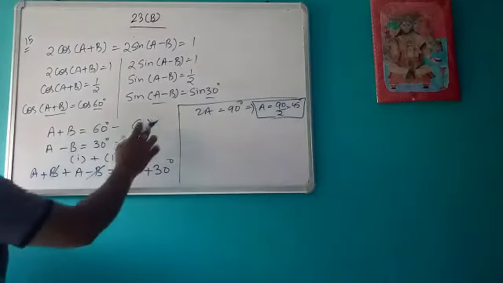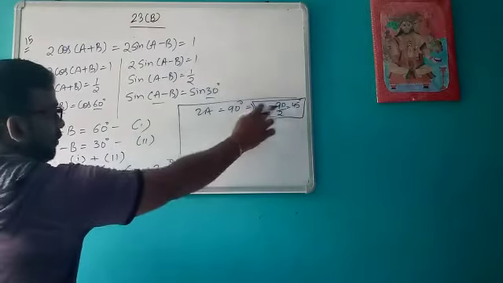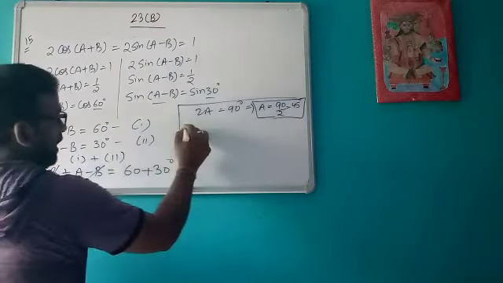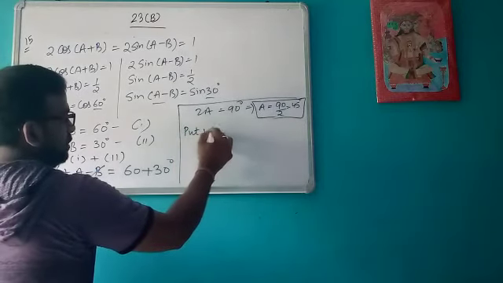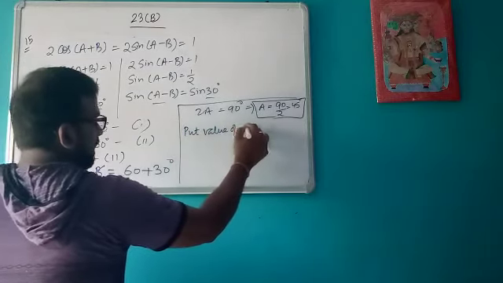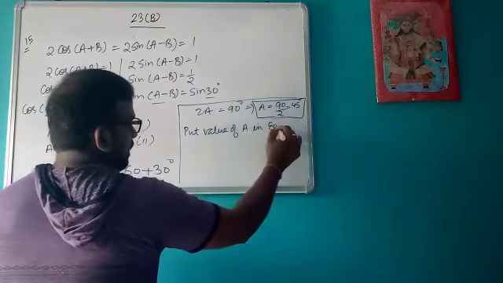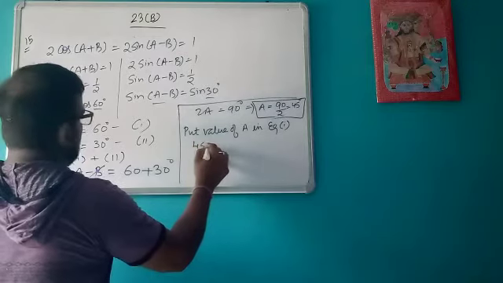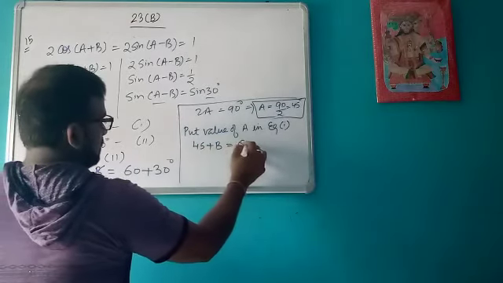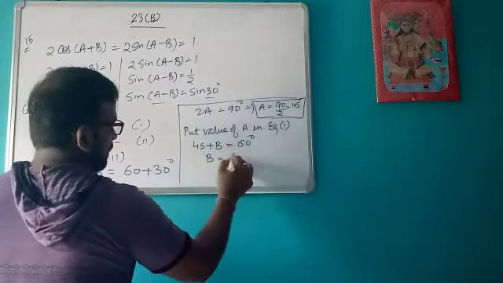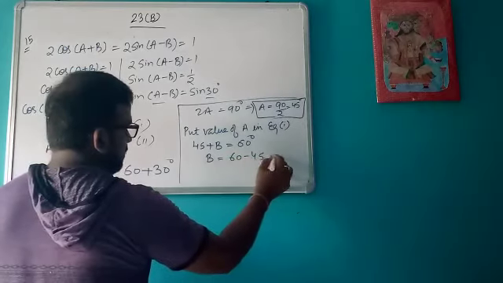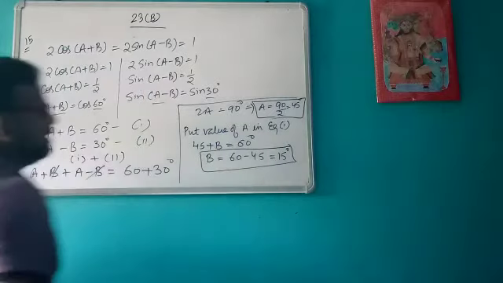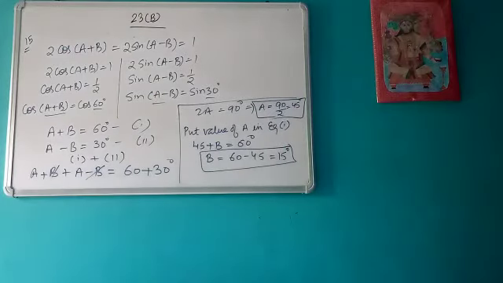Now you choose any of these two equations and you will put the value of A equals to 45 degree. Suppose I take equation first. So I will put the value of A in equation 1. So the value of A is 45 plus B is equals to 60 degree. So B you will get 60 minus 45, that is 15 degree. Okay, so in this way you can solve questions like this.